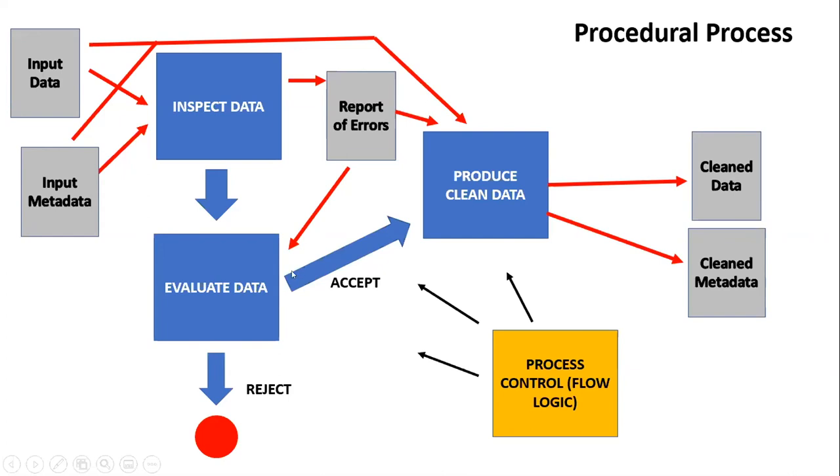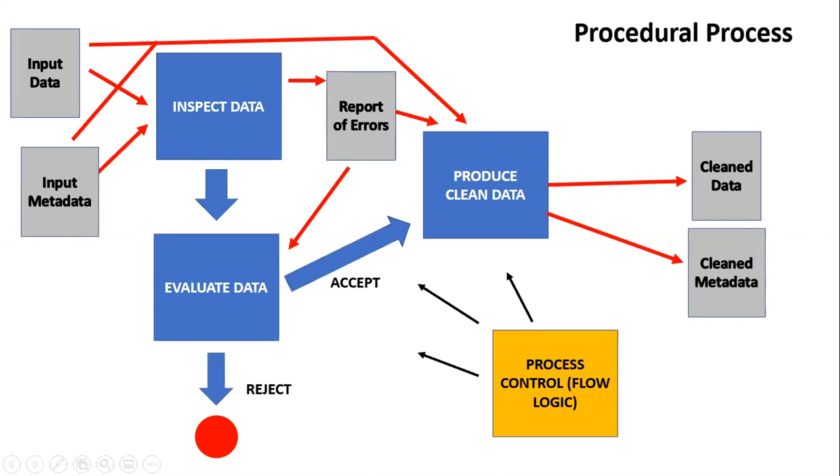So assuming that there aren't too many errors in my data, I'll go through and I'll clean it and I'll get cleaned data and maybe hopefully some cleaned metadata out the backside. And all of these steps, that flow and the decision point would be managed by a control process, which would be in this case, flow logic, okay?